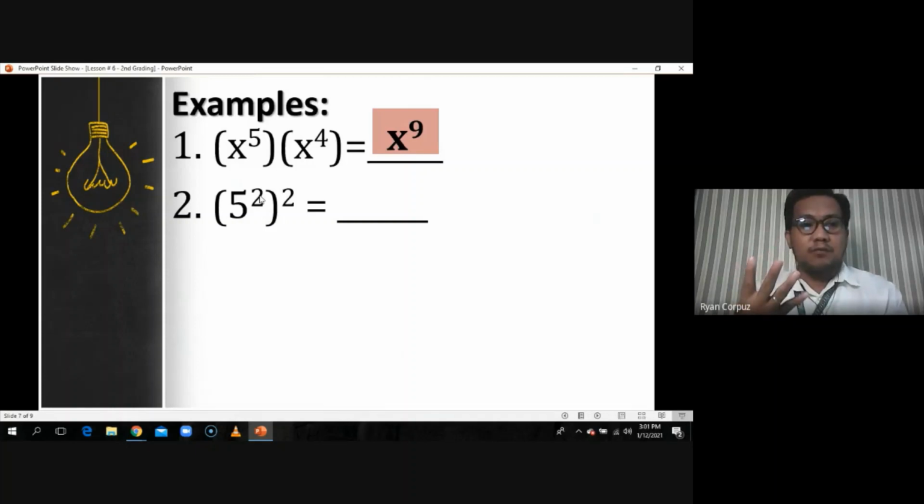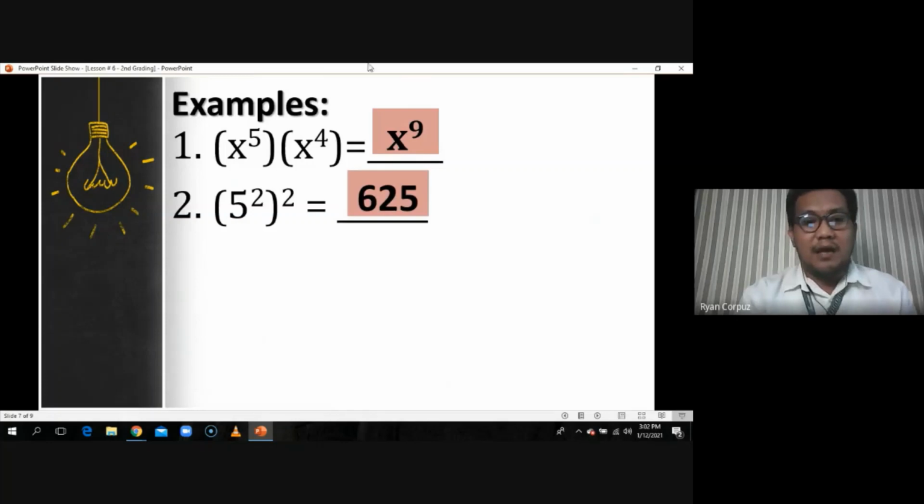So ano ba yung answer when we expand it? So we do have 5 times 5, we do have 25 times 5, that is 125 times 5 is equal to 625. So that's why when you simplify 5 squared quantity raised to 2, it will be equal to 625. Take note that we are only doing that if your base is a constant.